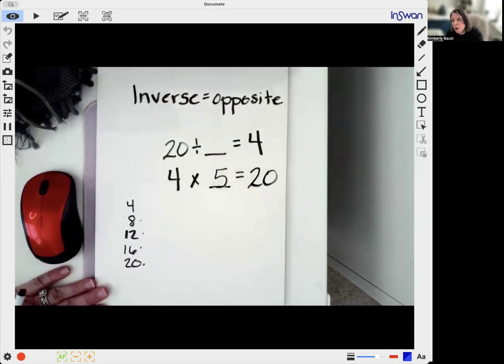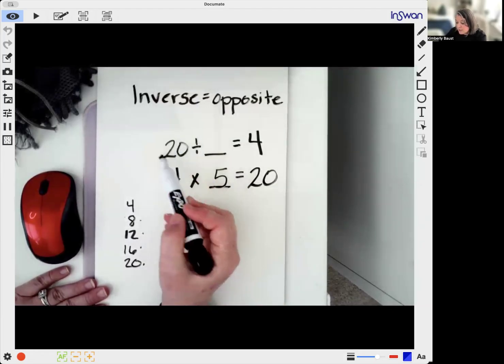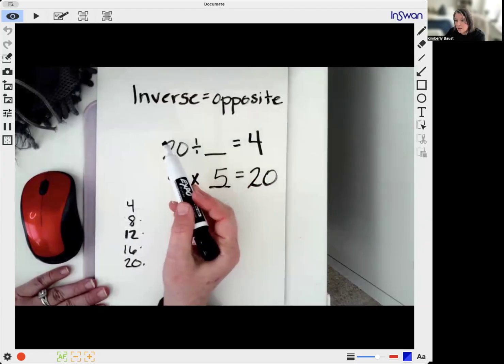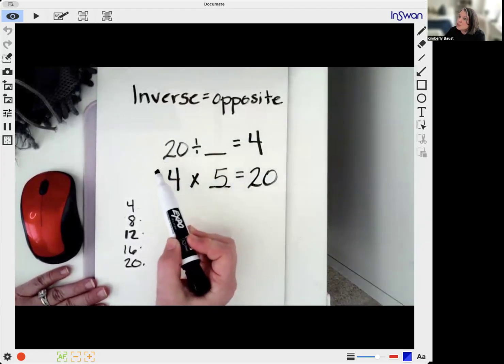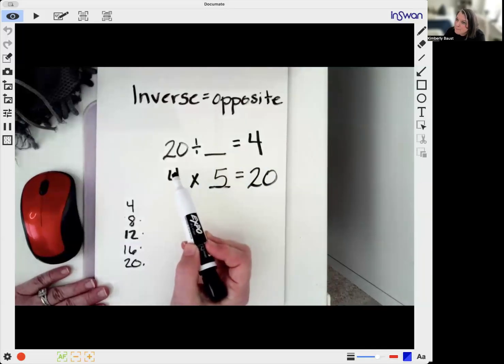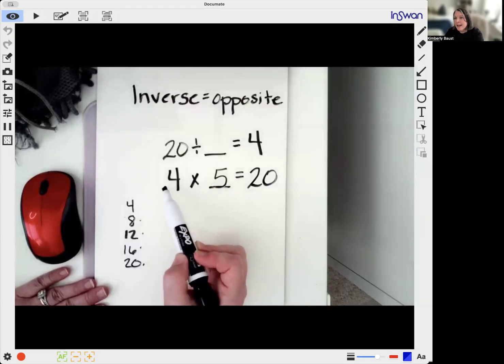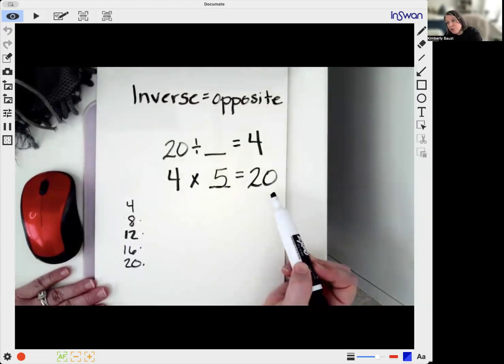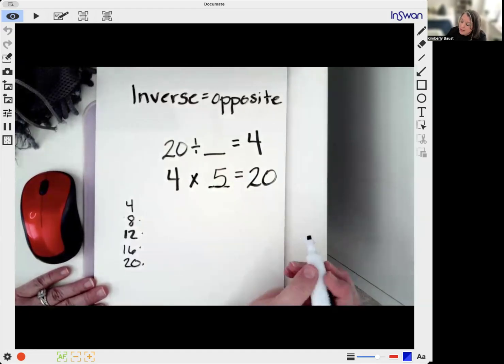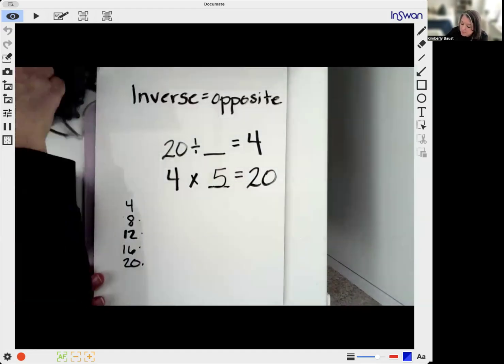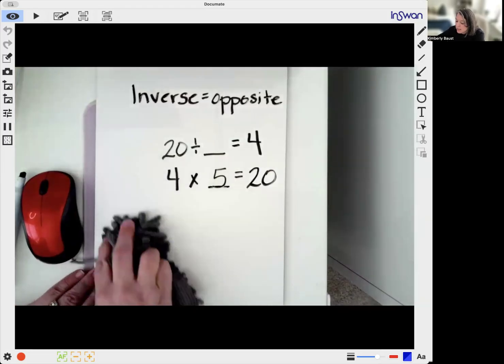Most of us know our multiplication facts before we know our division facts. Some of you looked at this and you already knew the answer. But if you don't know the answer to a division problem, just flip it around, make it the opposite, use the inverse, and come up with a multiplication problem that you know how to solve. So that's what teachers are doing whenever they ask you a word problem and ask you to use the inverse to solve.